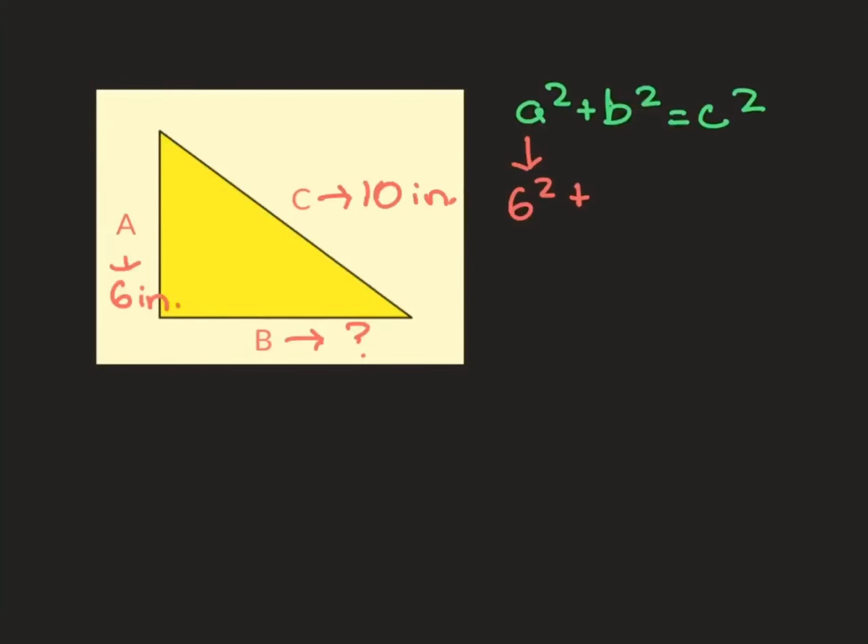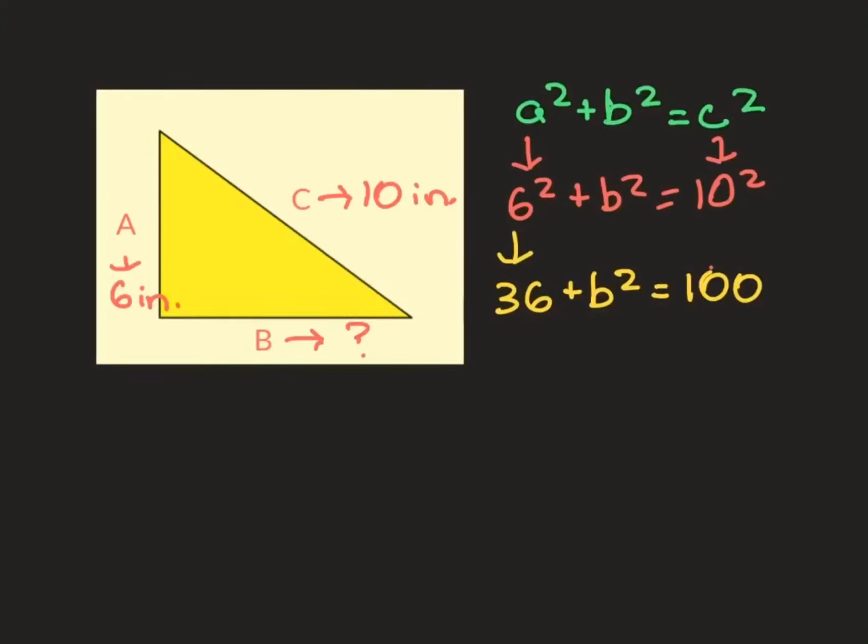We'd keep b squared as it is because we don't know what b squared is yet. And we know that c is 10 inches, so we'd plug in c squared as 10 squared. So now we have 6 squared plus b squared equals 10 squared. And we can bring that down even further to 36 plus b squared equals 100. So now it's simplified down even further.